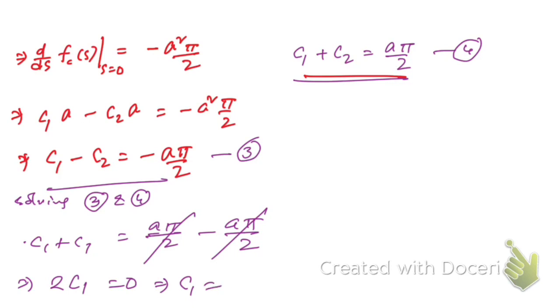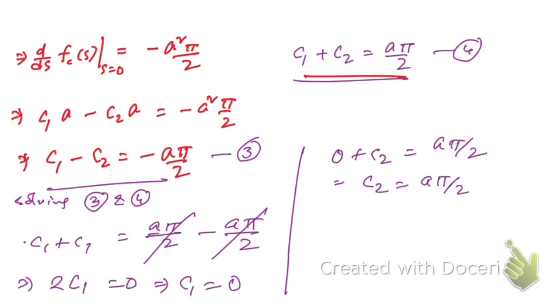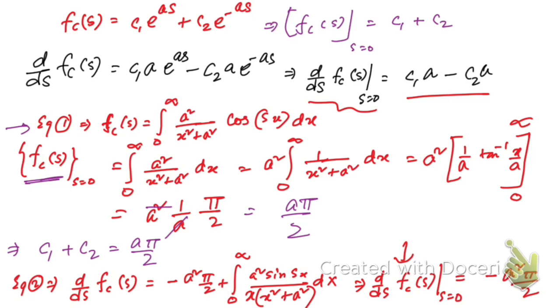Let us put c1 either here or here, right? So if we put 0 here, then we also get the same value. If you put 0 here, then you're going to have 0 plus c2 is equal to a pi by 2, which means c2 is equal to a pi by 2. So we have got c2 and c1, right? Let us use those values here. You see, as if we have got this solution here.